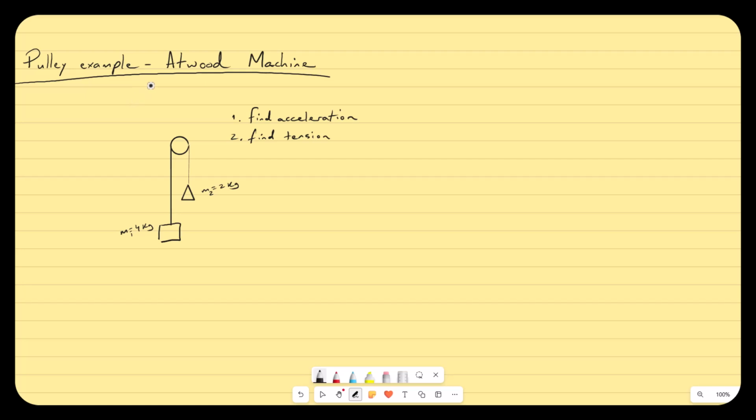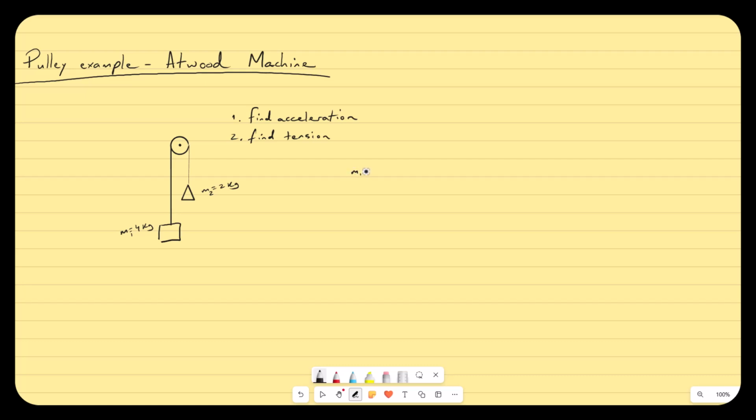Here we go. The big thing right now is that this pulley is ideal, so there's nothing going on with that. There's no mass to it, there's no friction in it or anything like that. So it rotates freely, which means the tension on this side of the rope and the tension on that side of the rope are going to be equal.